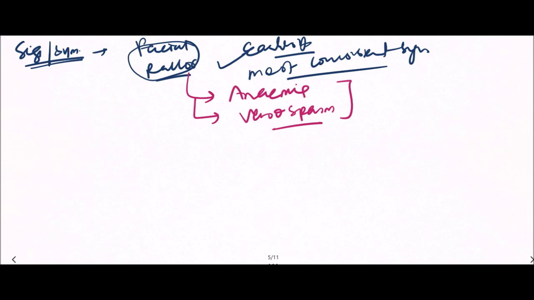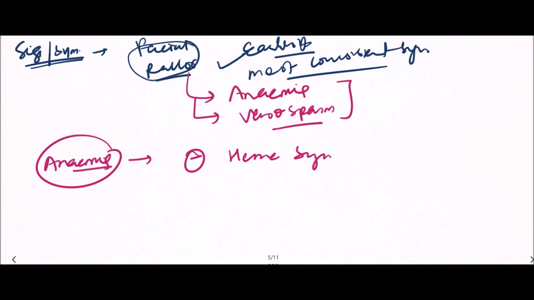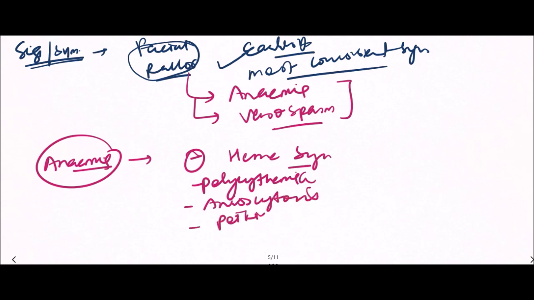Now the second sign and symptom is anemia. Because of inhibition of heme synthesis, there is anemia, with anisocytosis, poikilocytosis, and punctate basophilia.